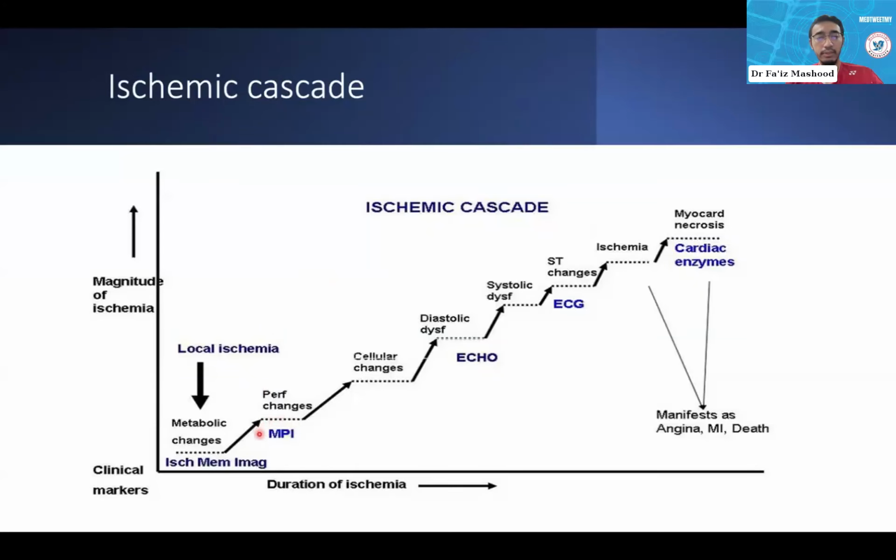So for example, MPI is myocardial perfusion imaging. This is where our cardiac MRI, our SPECT and PET scan detect ischemia. So they detect ischemia at the early stage of the ischemic cascade, right? Whereas stress echocardiogram detects ischemia at the mid stage, and ECG, or probably talking about treadmill tests or cardiac enzymes, detect ischemia at the end of the ischemic cascade.